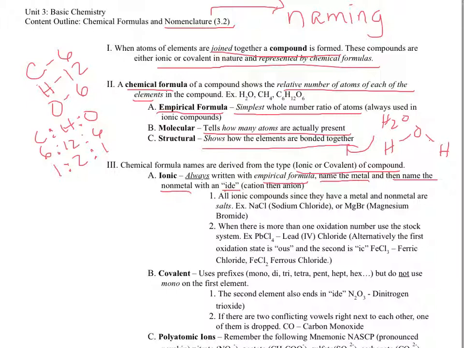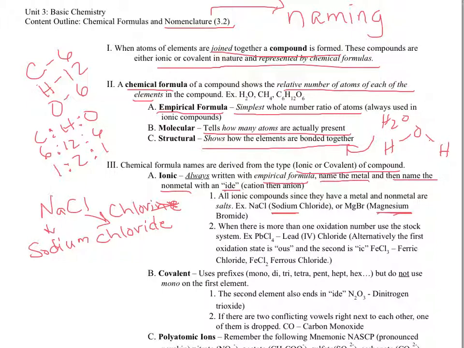So NaCl would be sodium. Rewrite it over here. NaCl. The Na would be sodium. That's our metal, so we name it first. The chlorine is our nonmetal. So instead of being chlorine, we take off that ending and we put chloride, IDE. And so it's sodium chloride. MgBr would be magnesium, name of the metal, and instead of bromine, we would put bromide.